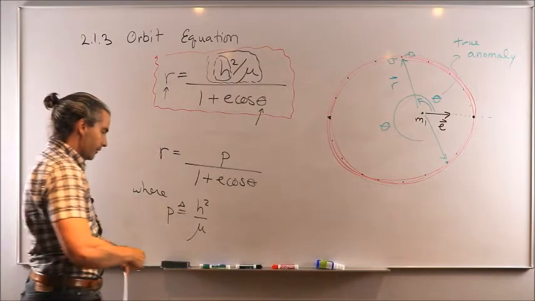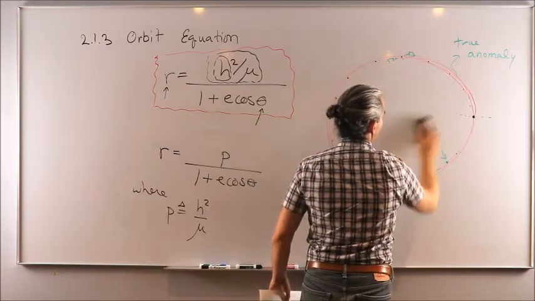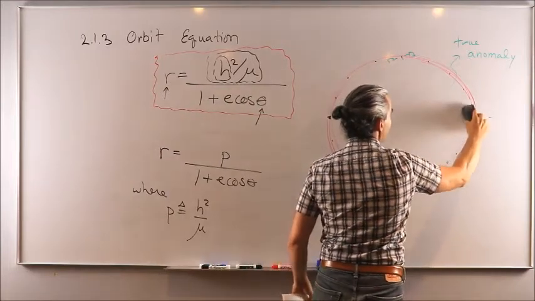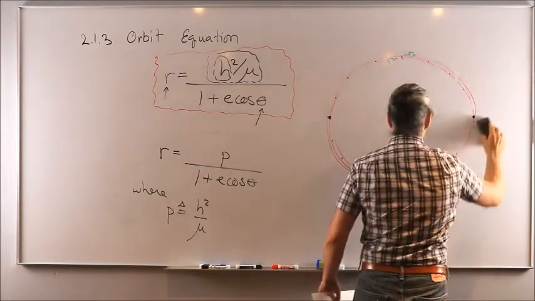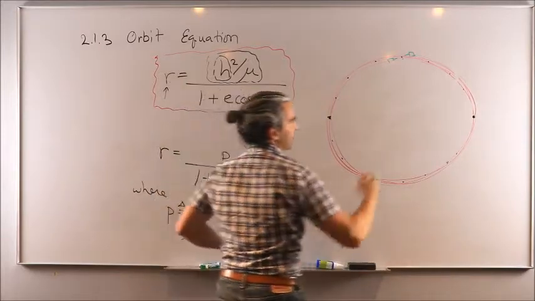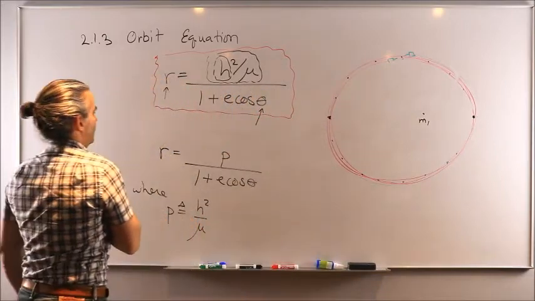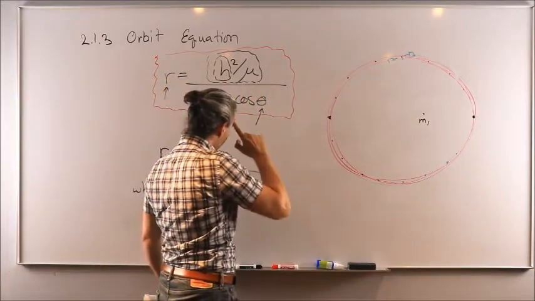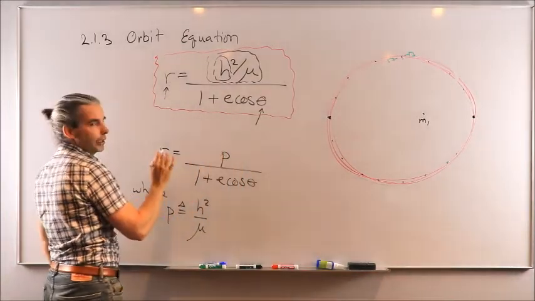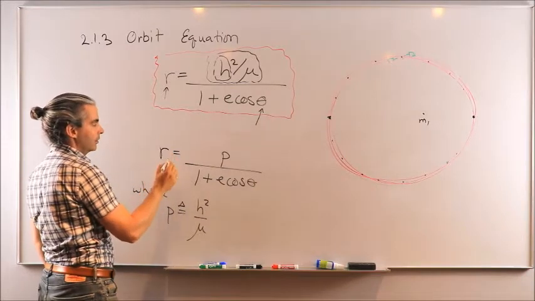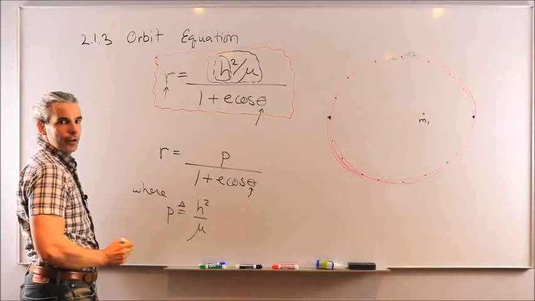And interestingly enough, if you go back to the orbit, p has a geometrical meaning. Okay, so again, M1 here, which is the planet. p happens to be, if you just look at the equation, the distance between M1 and M2 whenever the true anomaly theta is equal to pi over 2, or 90 degrees.